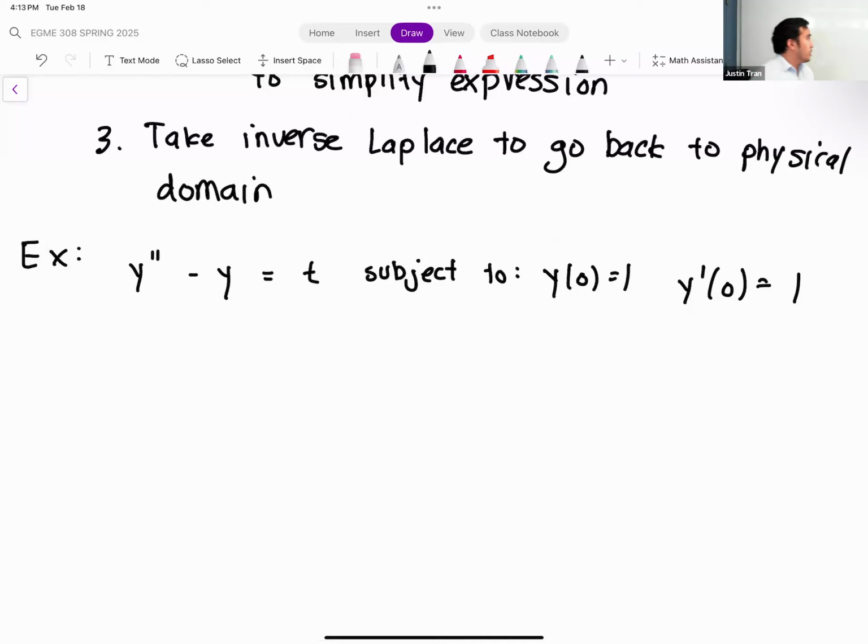This is an equation that we don't need Laplace to solve, so you could definitely solve this in a more traditional way. You can use your characteristic equation and solve for the roots. We have a non-homogeneous term here, so you have to use undetermined coefficients, solve for the particular solution, put it all together, apply the initial conditions, and then solve. So you can definitely do that, but let's see how to solve this with Laplace transforms.